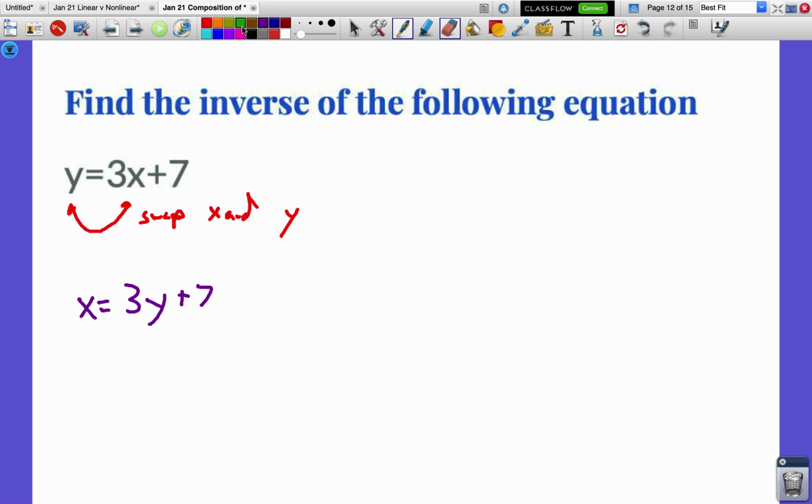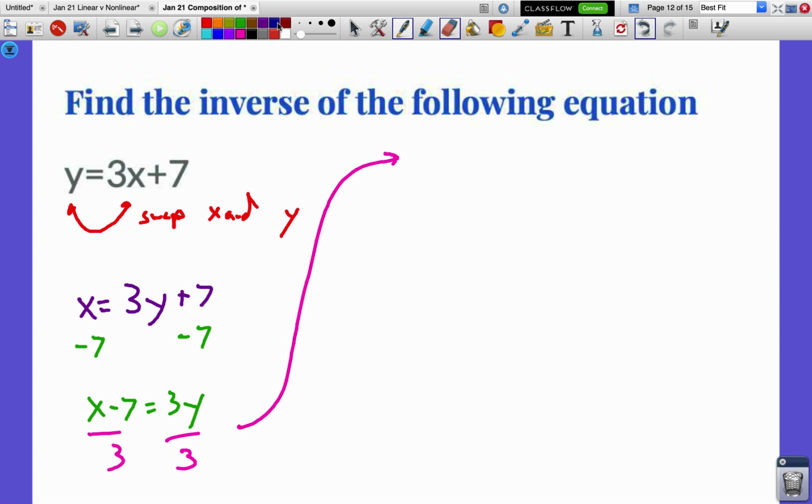Technically speaking, we have found the inverse. We are done. But we never write our equations as x equals. We've got to get this y by itself. So now you go to work isolating that y, and we get x minus 7 equals 3y. Divide both sides by 3. And we get y equals x minus 7 over 3.